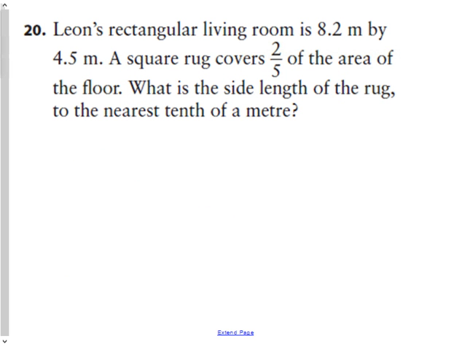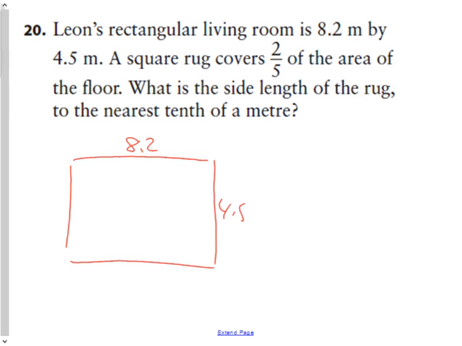And finally, your last question says, Léon's rectangular living room is 8.2 meters by 4.5 meters. So almost the exact same question that we just had, 8.2 meters by 4.5 meters. And the exact same thing, except this time there's a little variation to it. A square rug covers 2/5 of the area of this floor. Uh-oh. What is the side length of the rug?